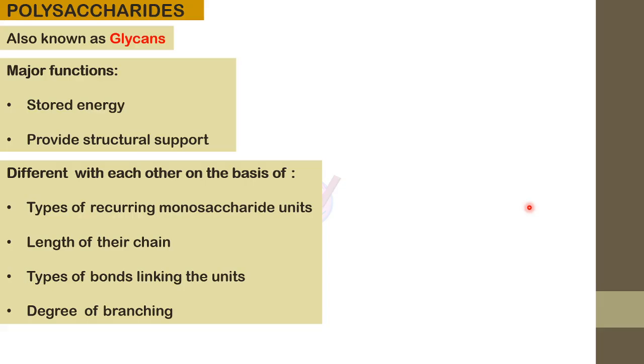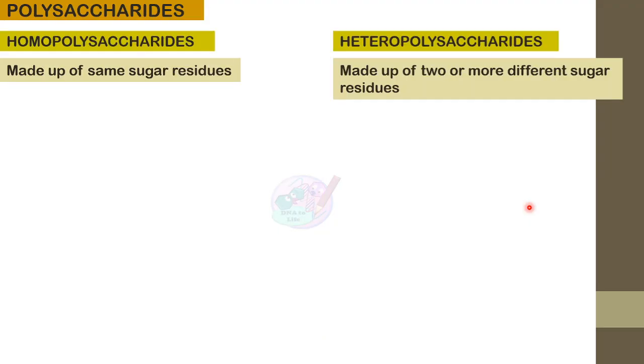And different polysaccharides are different from each other on the basis of the types of recurring monosaccharide units they have, length of their chain, types of bonds linking the monosaccharide units, and degree of branching they have. So, polysaccharides are further classified as homopolysaccharides and heteropolysaccharides.